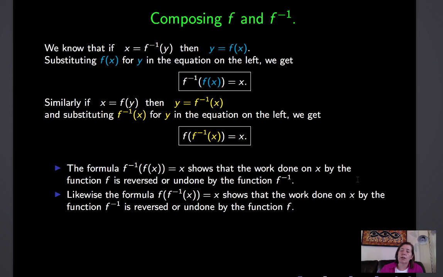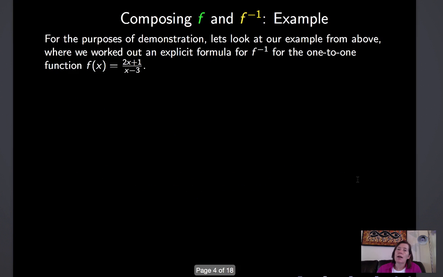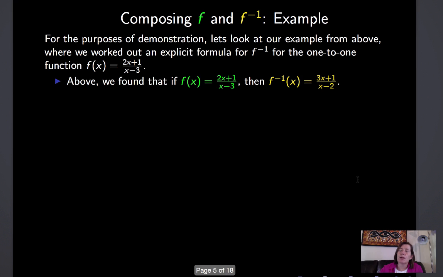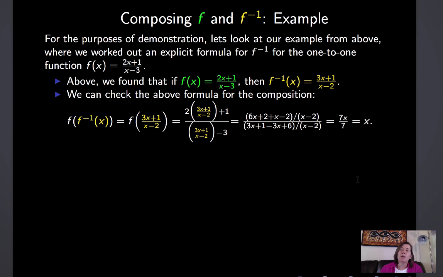So we've already worked out the formula for the inverse to the function f of x equals 2x plus 1 over x minus 3. So we have f inverse of x is 3x plus 1 over x minus 2. So let's check out our composition formula. If it's correct, which it should be, we should have f applied to f inverse of x should give us x. So how do we calculate this composition of functions?